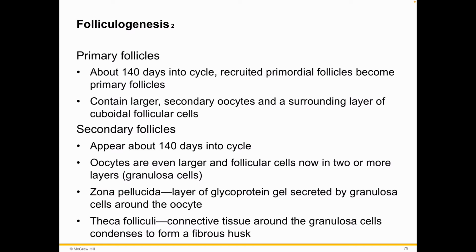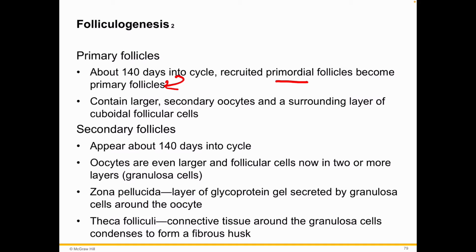Primary follicles take about 140 days into the cycle. Recruited primordial or very early stage follicles become the primary follicles, which we are going to focus on developing. They have larger, more developed oocytes in a surrounding layer of cuboidal follicular cells to support them.